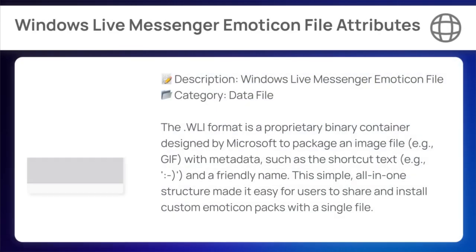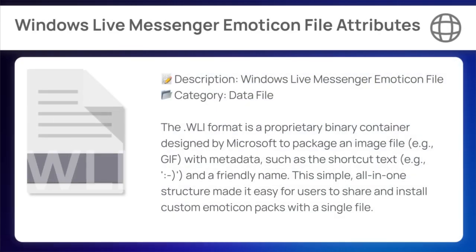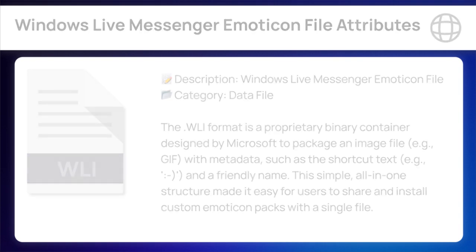The WLI format is a proprietary binary container designed by Microsoft to package an image file, e.g., GIF, with metadata such as the shortcut text and a friendly name. This simple, all-in-one structure made it easy for users to share and install custom emoticon packs with a single file.